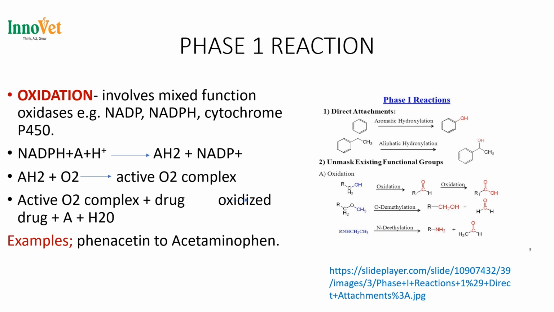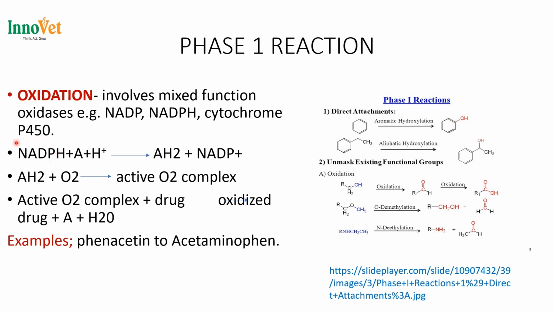We say that basically there are three processes that occur in phase 1 reaction, that is oxidation, reduction, and hydrolysis. And we shall start with oxidation. So oxidation involves mixed function oxidases, for example, reduced NADP and cytochrome P450. And here I try to summarize for you basically what happens during oxidation.